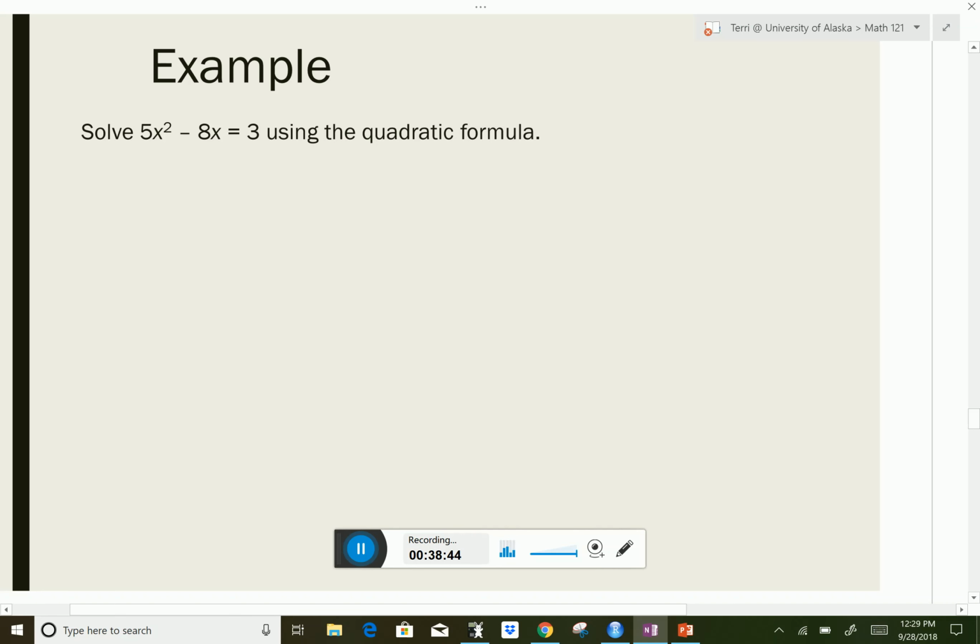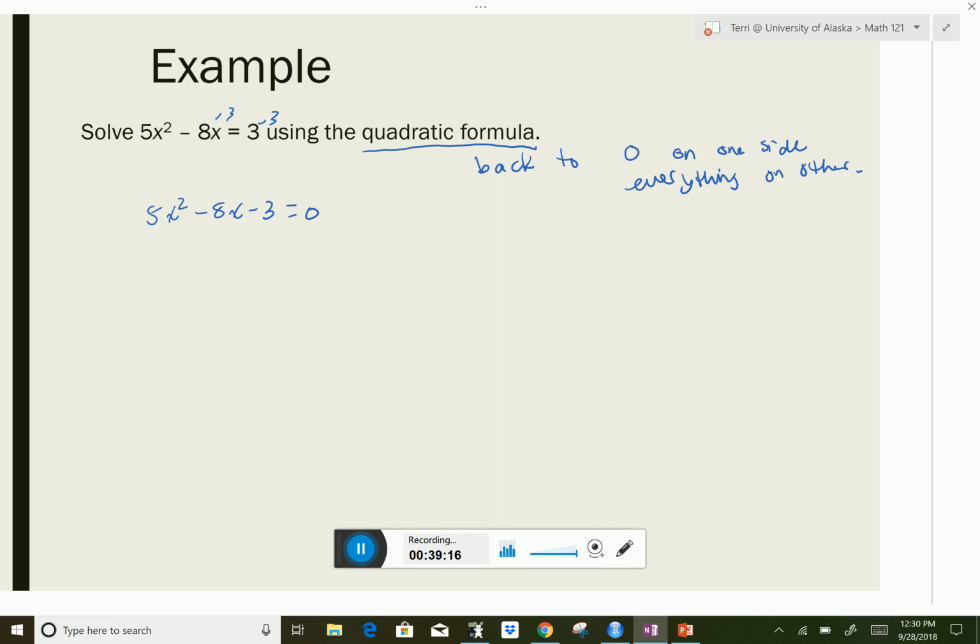Now, when we're using the quadratic formula, we want to go back to 0 on one side, everything else on the other. So I want to subtract 3. I don't want to divide. I want to subtract 3 from both sides. So 5x squared minus 8x minus 3 equals 0. And I don't think I can factor it, so I'm going to go ahead and use the quadratic formula.